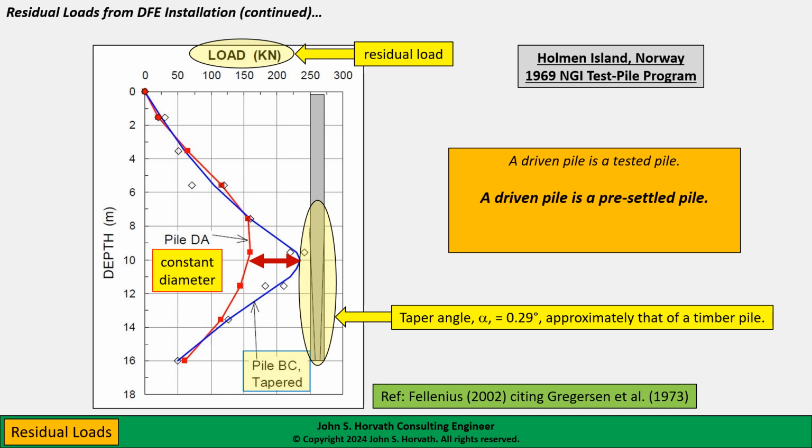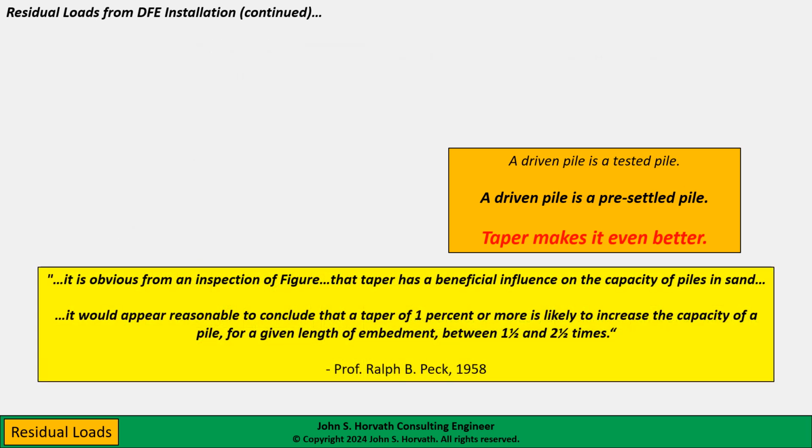So, to this observation that a driven pile is a tested pile and a driven pile is a pre-settled pile, we could add that taper makes it even better. And this is nothing new. The late Professor Ralph Peck noted this in a Highway Research Board publication back in the 1950s, that there is a very definite benefit to using tapered piles, at least in coarse grained soil. And I can attest to that. As I'll note at the end of this presentation, back in 2020, I published a monograph that's devoted entirely to the subject of tapered piles and their benefits.